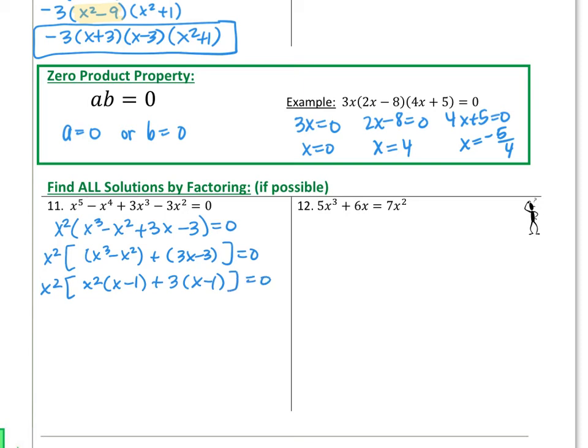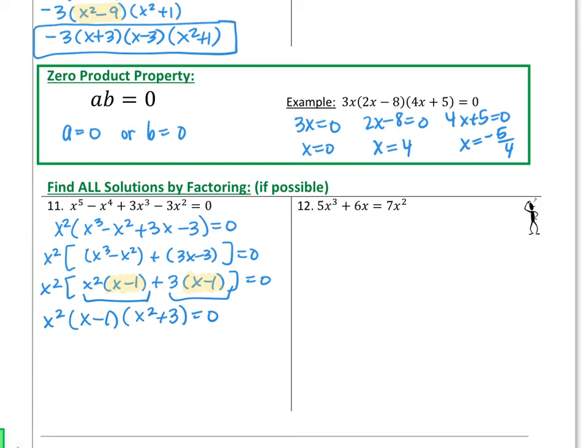Notice that these two parentheses match, and they should. If they don't, you got a problem somewhere. Okay, so that means if we look at this chunk and this chunk, what do they have in common? They both have an x minus 1. Okay, so x squared times x minus 1. And then if I factor out that GCF, I'm left with x squared plus 3 equals 0.